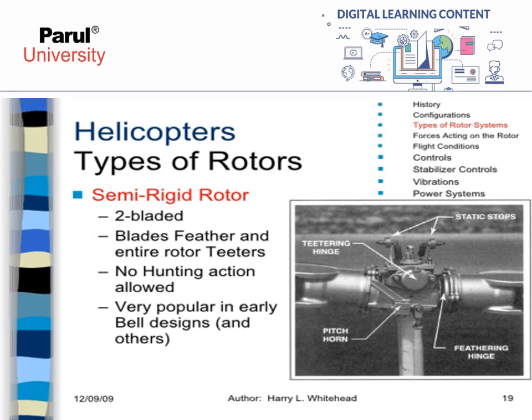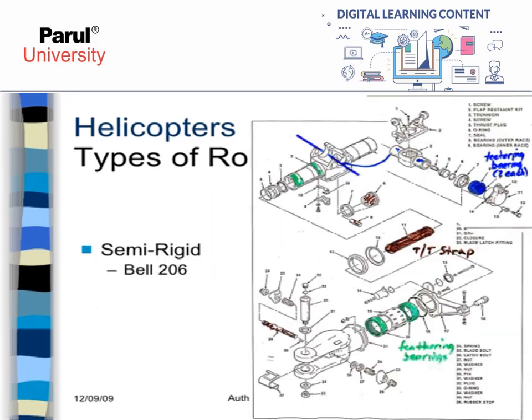You can see. Now the second thing in the types of rotor is semi-rigid, Bell 206. We can see in the figure each and every small component of the rotor system, the main rotor system. You can see this big feathering, flapping, teetering. Teetering is also called flapping, and feathering is changing the blade pitch angles.